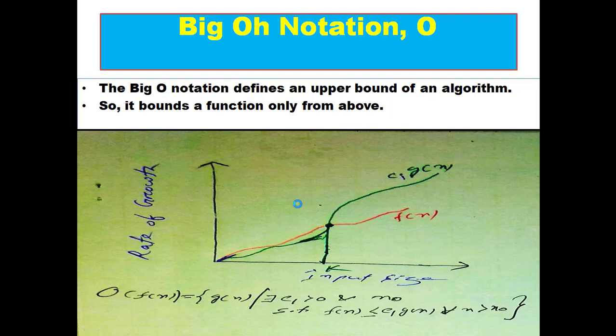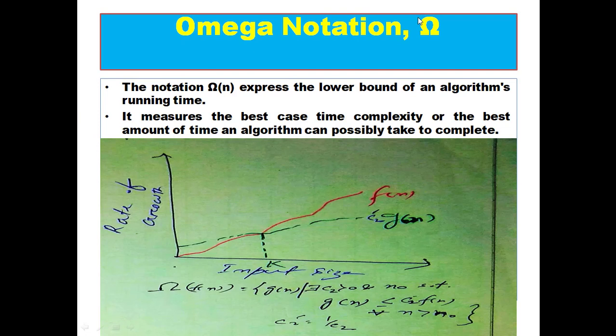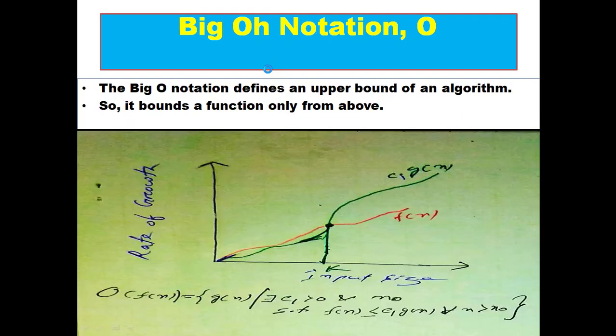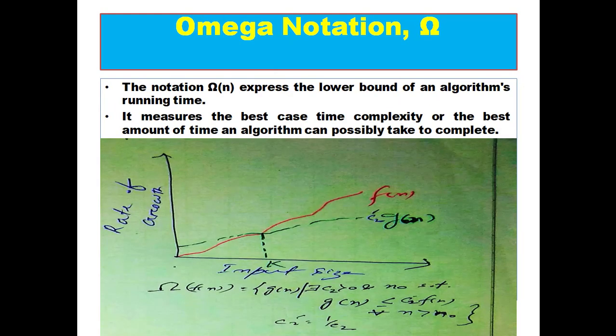Clear? Now, big omega notation. This big omega notation expresses the lower bound of an algorithm's running time, and it measures the base case time complexity, or the base amount of time an algorithm can possibly take to complete. So this is the base case. If we talk about the complexity analysis, then omega will be the base case. In the first case, big O, you will see that is the upper bound. Now omega is the lower bound.